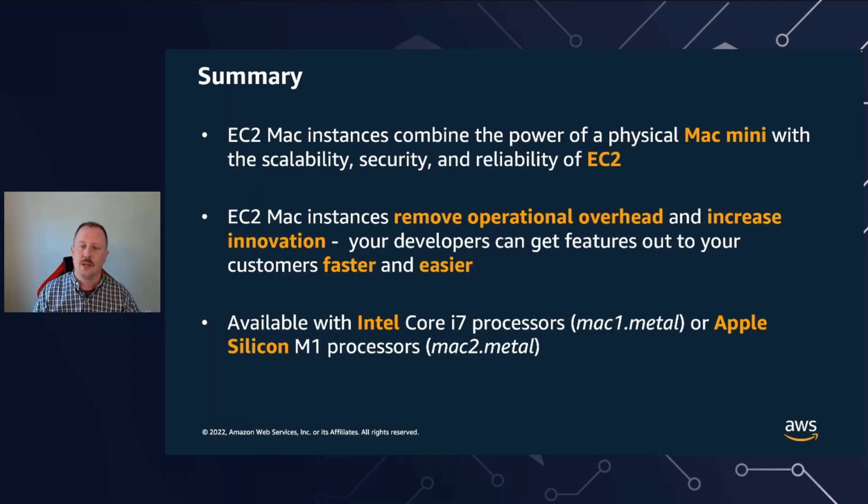So in summary, EC2 Mac instances combine the power of a physical Mac mini with the scalability, security, reliability, agility, elasticity of EC2. They are EC2 instances like any other EC2 instance out there. It is a Mac mini just like any other Mac mini out there. EC2 Mac instances remove operational overhead, that undifferentiated heavy lifting, as we say here, and they increase your innovation. They let your developers get those cool features out to your customers faster and easier.